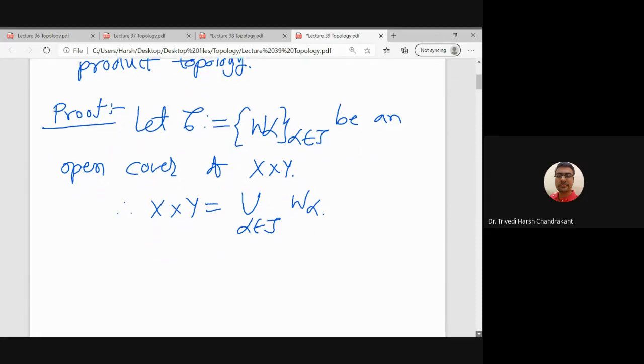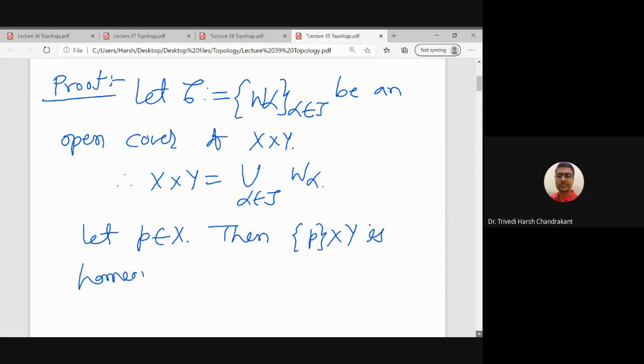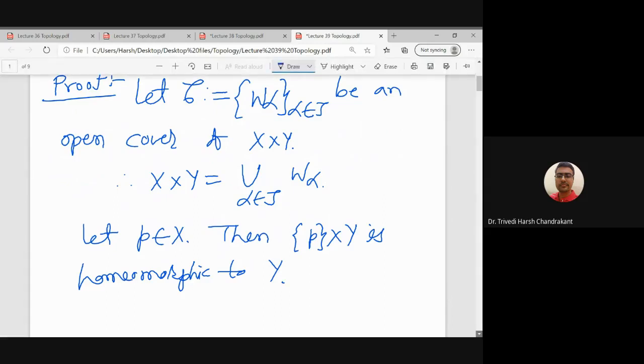So now we want to apply the lemma, and in the lemma we have considered a particular set, singleton P cross Y. So let us start with that. Let any point P be in X. Then we have studied in one of the lectures that if I take the set P cross Y, then P cross Y is homeomorphic to Y. If Y is, for example, the Y axis in the XY plane, then singleton P cross Y is basically the line X equal to P. So the line X equal to P is always homeomorphic to the Y axis. That is exactly the meaning of this, but in the general setup of topology.